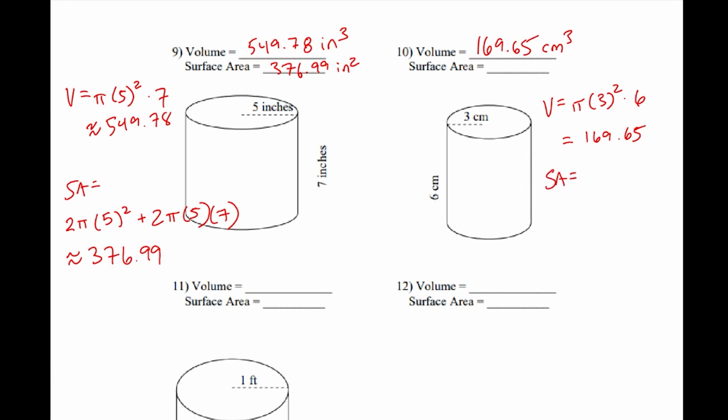The surface area is 2 pi times the radius squared plus 2 pi times the radius times the height. I'm going to go ahead and type that into the calculator. Let's see here. So I am getting 188.49. Is that right? Hang on. Let me try to type that in again. Yeah, I think that is right. Okay, so 188.49 square centimeters.